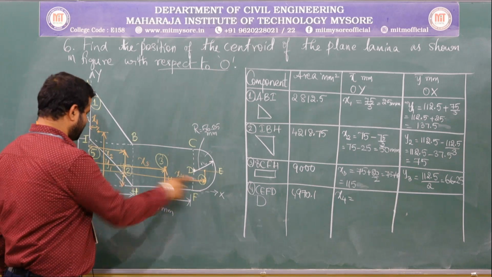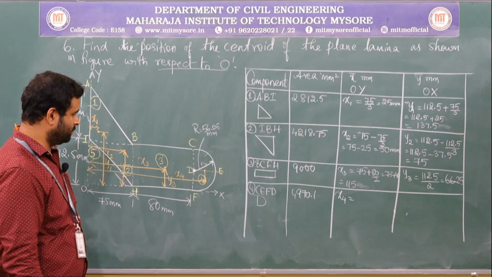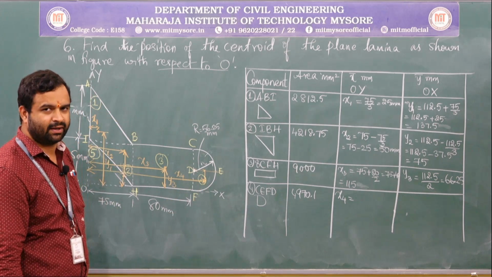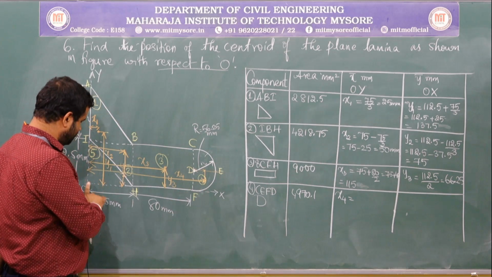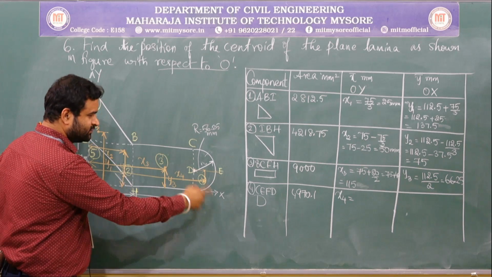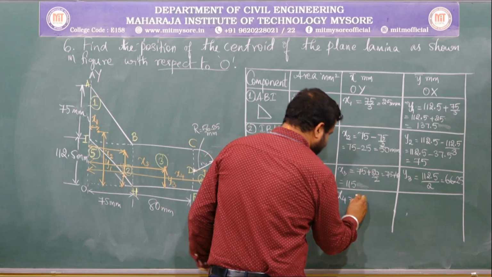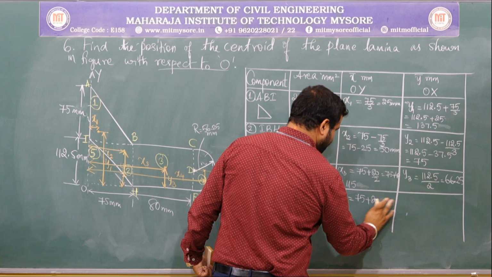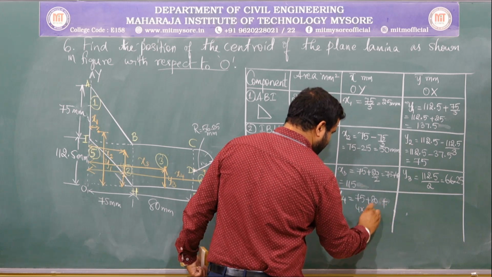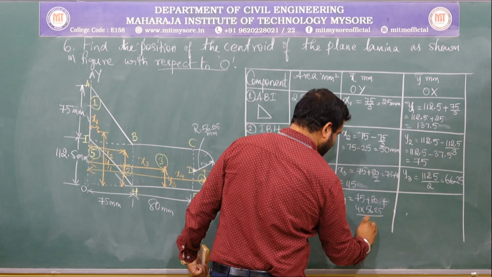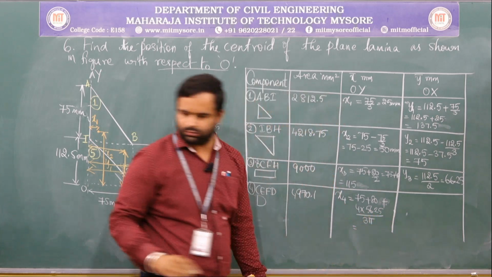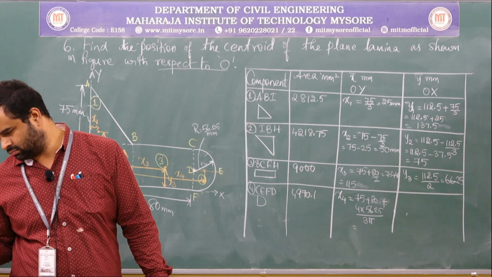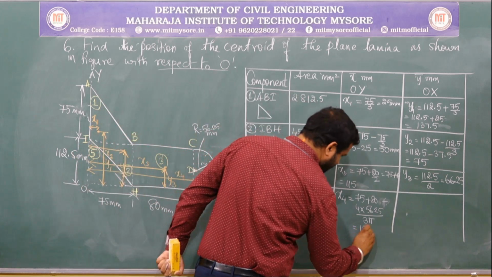Now, if this is x4, we know this distance already, which is already calculated, that is 4r by 3 pi. Now you have to measure it from OY, that is 75 plus 80 plus 4r by 3 pi. 75 mm plus 80 plus 4 into 56.25 by 3 pi, which is equal to 178.87.